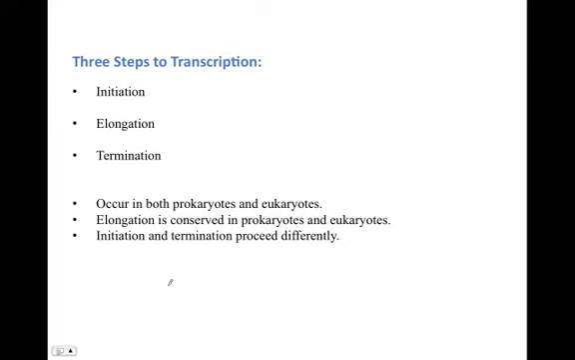In general, there are 3 steps to transcription, and we'll focus on initiation and elongation. These processes occur in both prokaryotes and eukaryotes, and the elongation process is conserved between the two of them. Termination differs marginally between the two of them, but this will not be the focus for us.